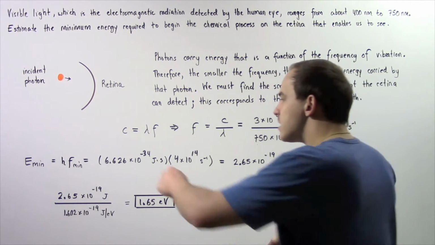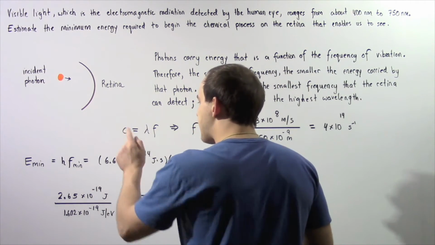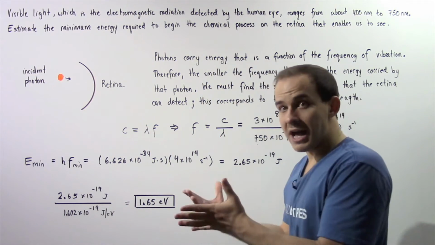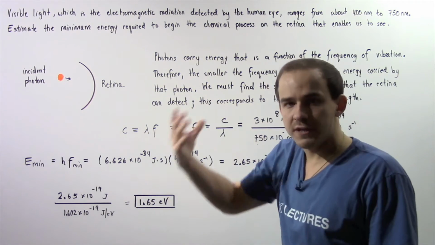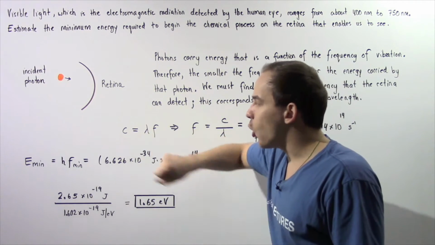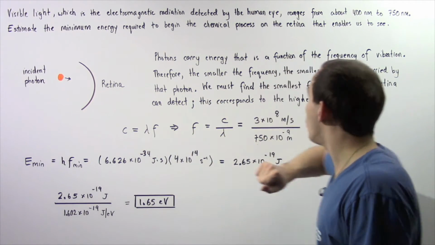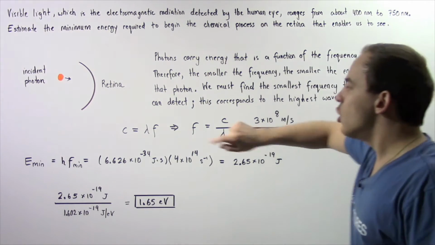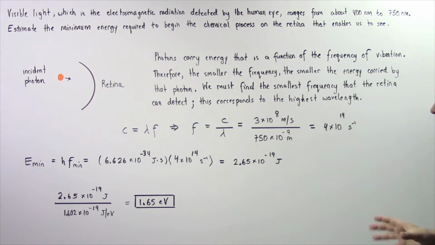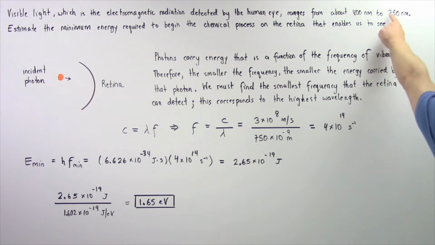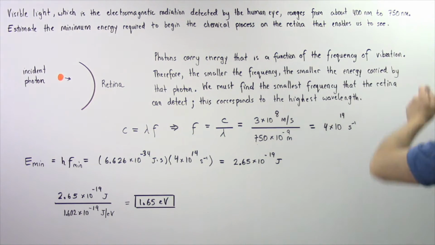Recall that the speed of light in a vacuum, given by c, which is a constant, is equal to the product of the wavelength and the frequency. Because we know what c is, and because we know what our wavelength is, we can solve for the frequency. So we want to calculate the frequency that corresponds to this maximum wavelength.